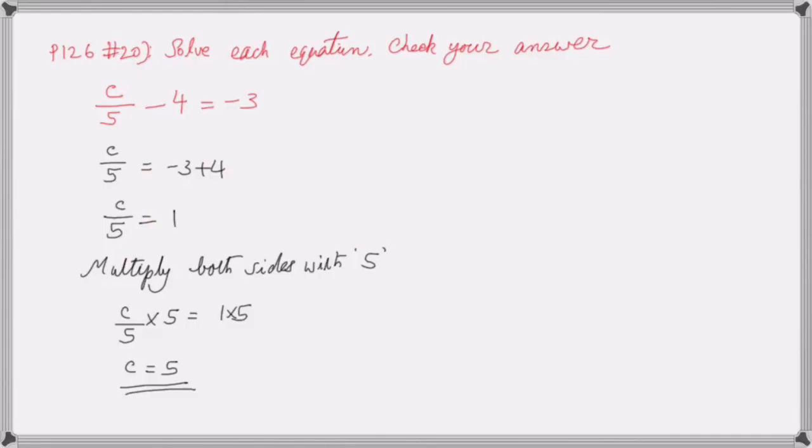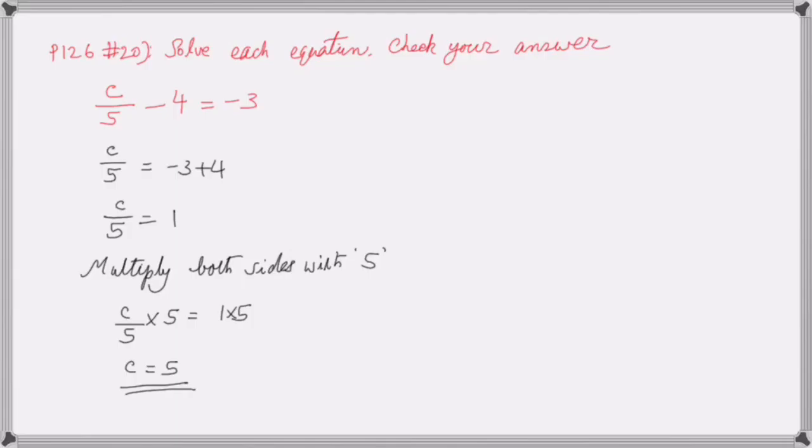Take a look at the next question. This is in your textbook, page 126, question number 20. There are two parts to this question. Solve the equation and also check your answer. I'm only doing the first part of the equation. C divided by 5 minus 4 equals -3.